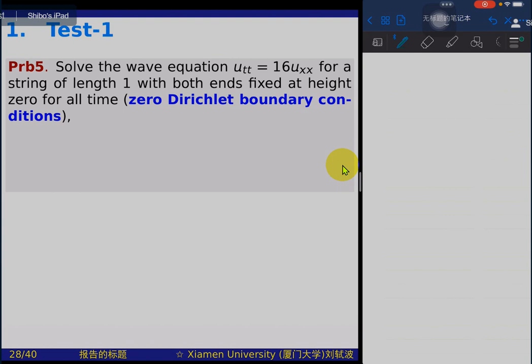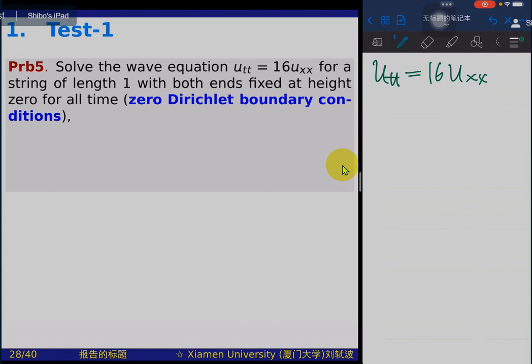In this video, we will solve the problems in the test. The first problem, we are required to solve the wave equation u_tt = 16 u_xx. That is the equation. And the string of length 1, which both endpoints fixed at height 0 all the time. This means zero Dirichlet boundary condition.